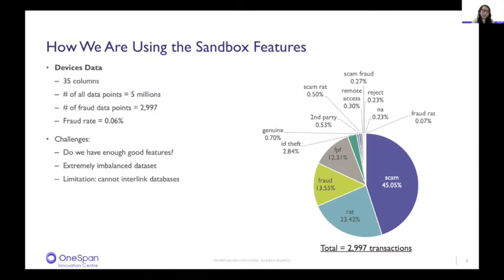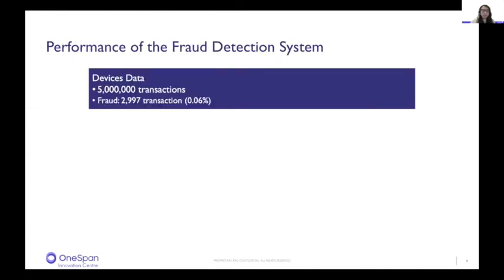Another limitation about the data set is that many data sets are not interlinkable, and it means that we can't actually leverage the alternative data set. So if we believe the FCA synthetic data is a good representation of the real world, then it will give us some idea on the performance of the fraud detection system nowadays.